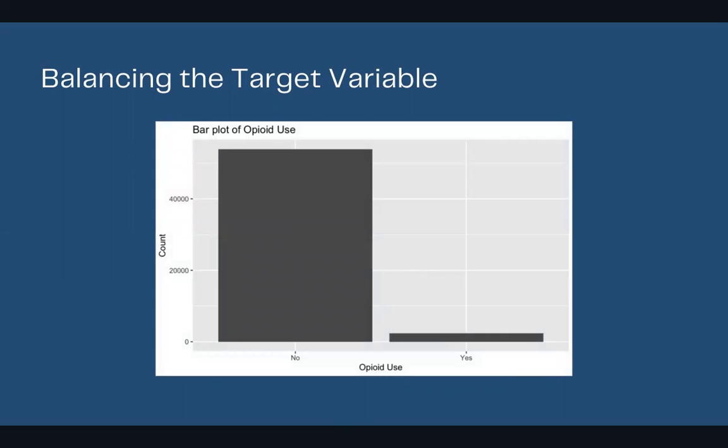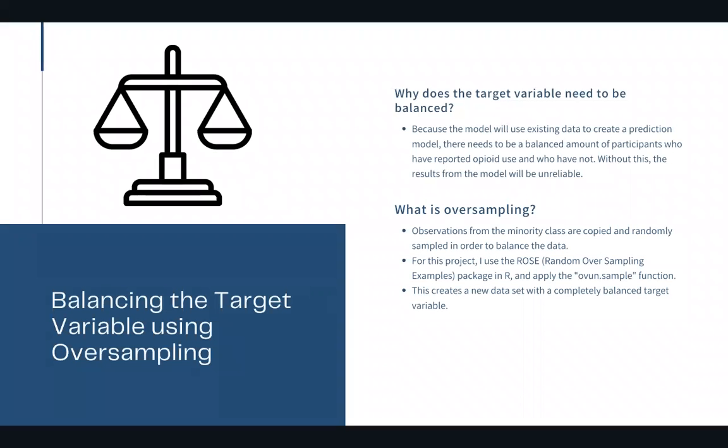I generate a simple bar plot to illustrate just how out of balance this is. Now let's talk about how I resolve it. The model will use existing data within the training set to train the model. Now, while there are some models that will work fine with unbalanced data, it's preferable to have a balanced class to ensure that the results from the model are reliable.